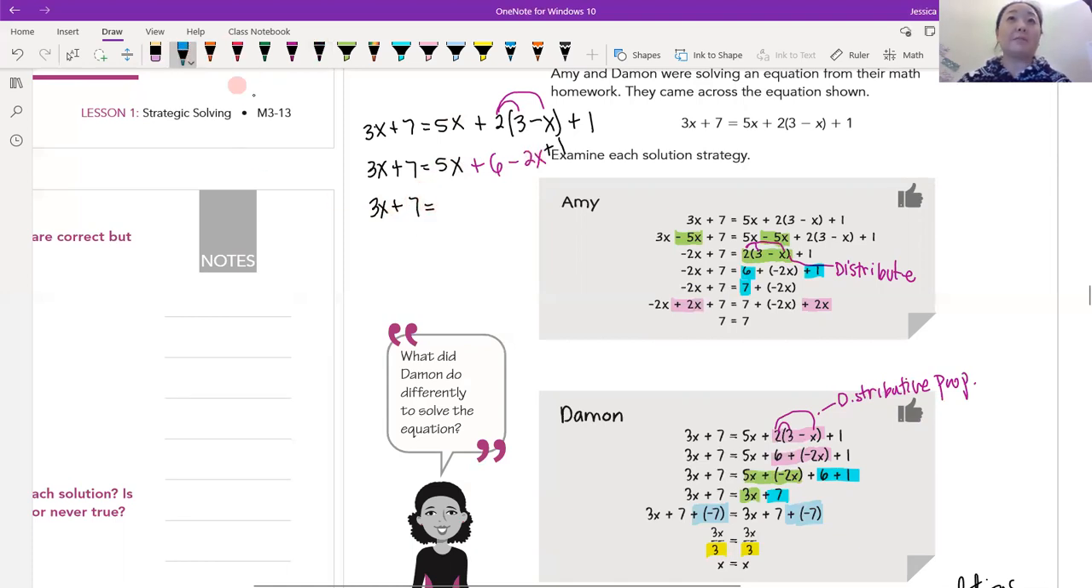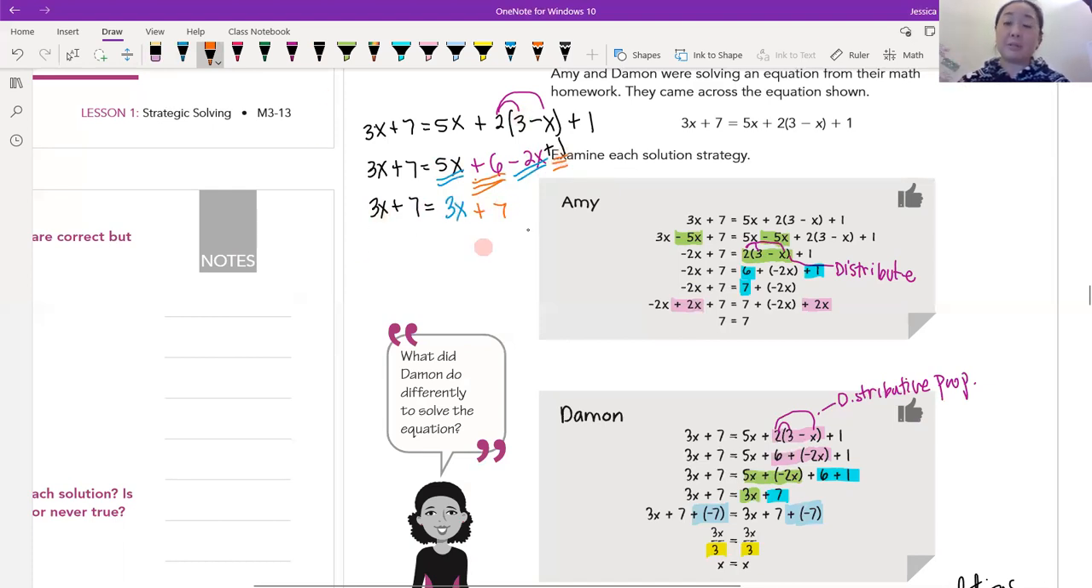And then on the right, well, I have my 5x here and my minus 2x. What's 5x minus 2x? 3x. If you have 5 x's and you take 2 x's away, what do you got? 3 x's left, right? At your age, I hope you have no x's, but you know, that's just me. So here we have a plus 6 and a plus 1. So plus 6 plus 1 is plus 7. Just like that. Okay?